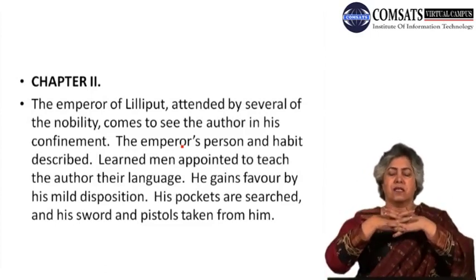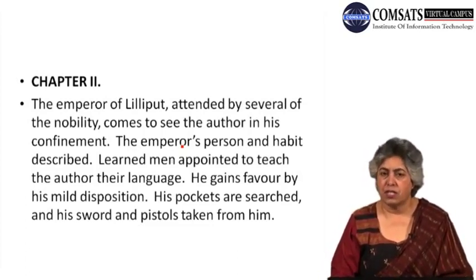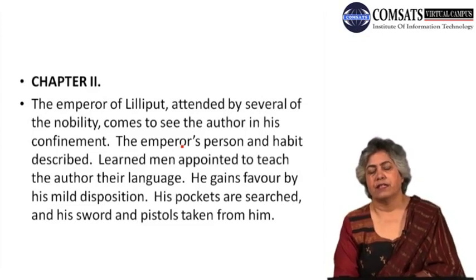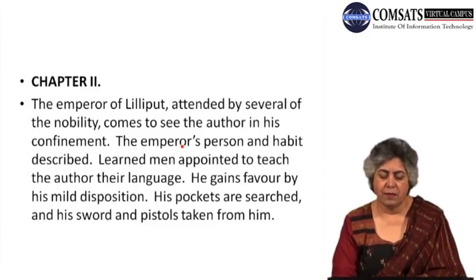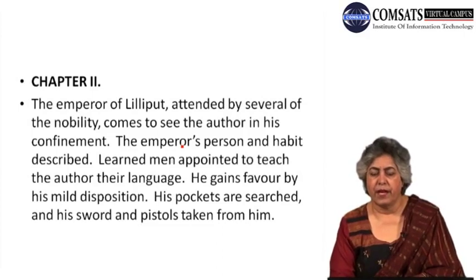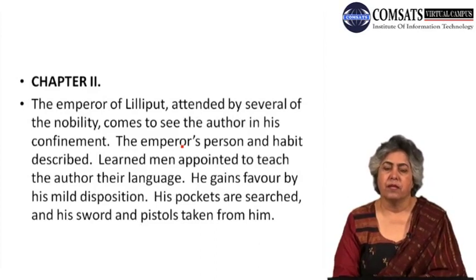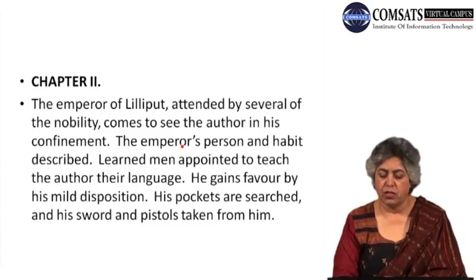Now, when he starts the second chapter, Swift in this chapter tries to describe the emperor, tries to describe his courtiers, and the fact that the emperor gave one command, and that was that although his pockets could be searched, whatever was found in his pockets would be handed over to him, probably when he was leaving.